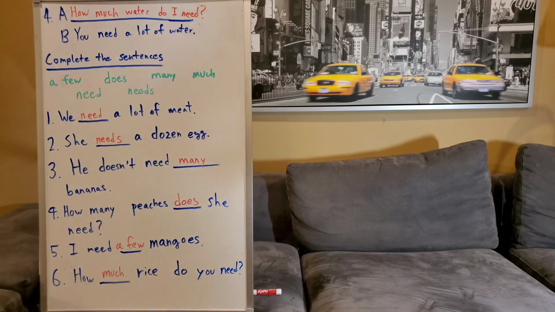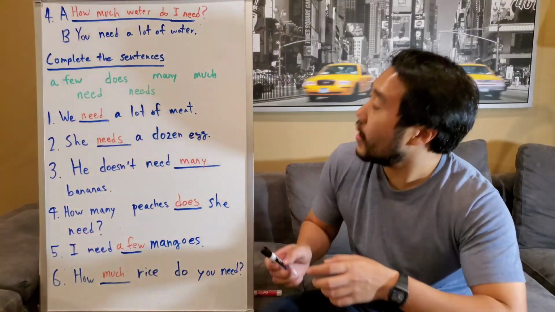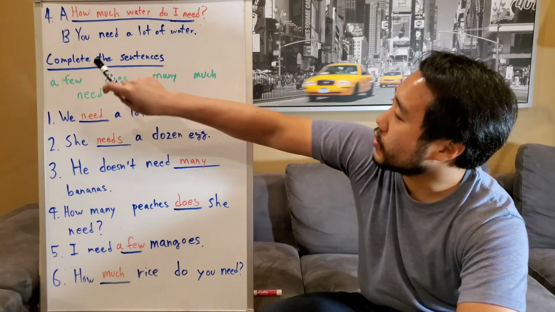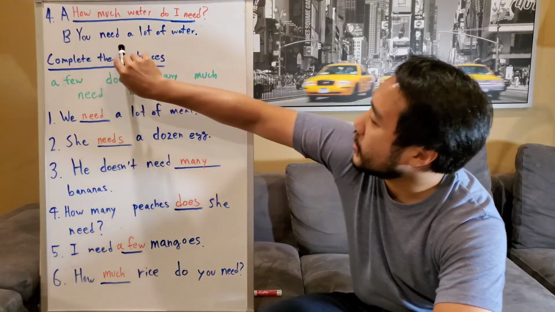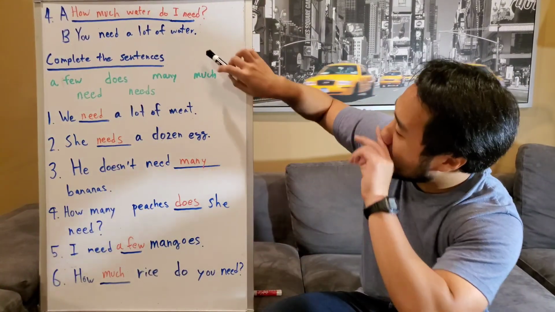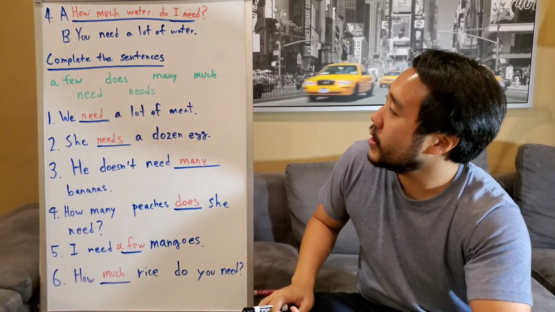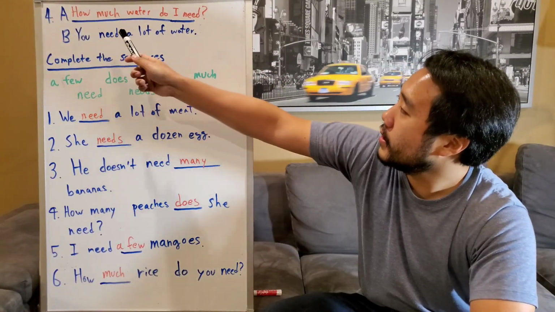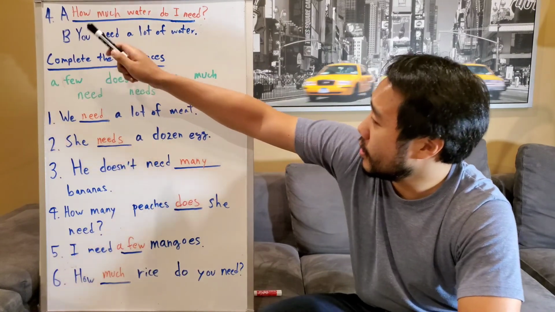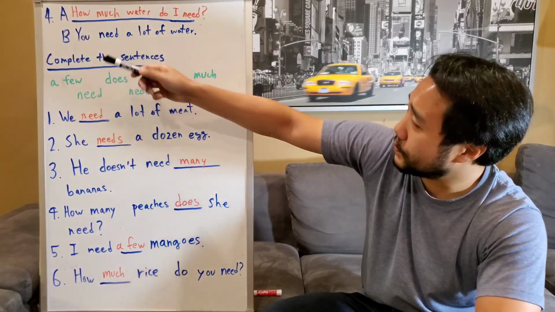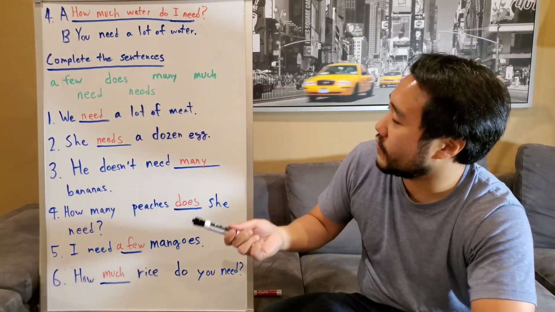Okay, it's the other question. Let's finish this. So number 4, you need a lot of water. Water is a non-countable noun, and the subject is you, and the verb is need. A lot of is the quantifier.